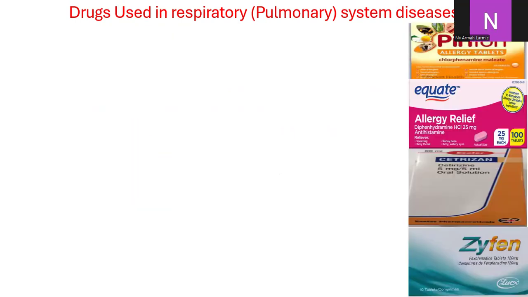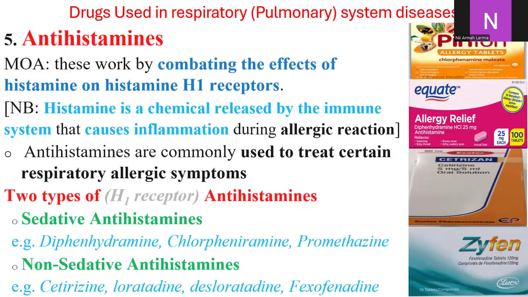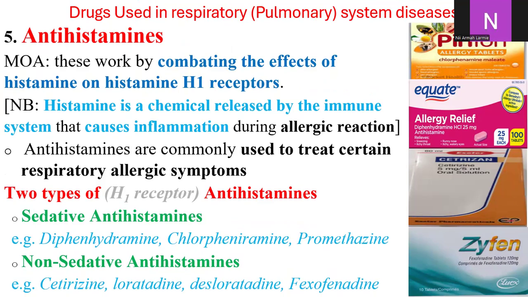All right. Then the next class of drugs are antihistamines. Antihistamines work by affecting the effect of histamine. Histamine is a chemical used in the immune system. It is released in the immune system, and its responsibility mostly is to cause inflammation during allergic reactions. So antihistamines are used for cough associated with allergy, and they help with the allergic symptoms.